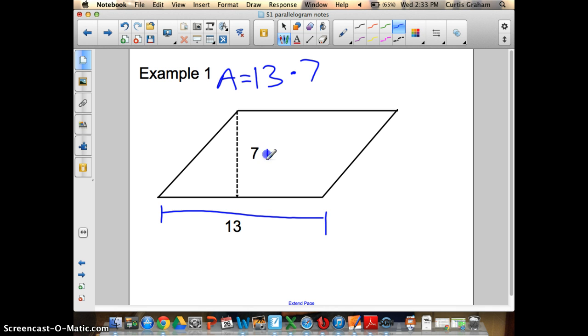Probably should put some units on there. I'll say inches. All right, so 13 times 7 is 91 inches squared. We'll get into volume in a bit, which will be cubed, so we need to make sure that we're using the right measurement here. If I don't give you a measurement, then it's just considered to be units, so it'd be units squared.